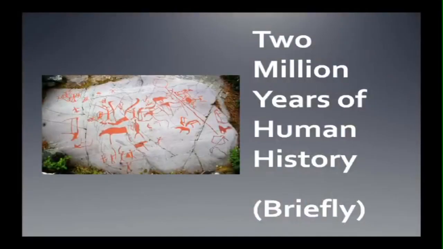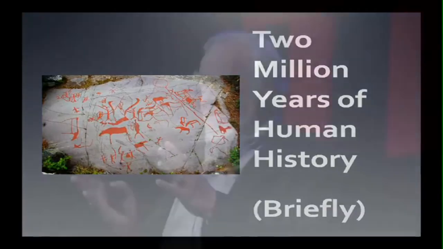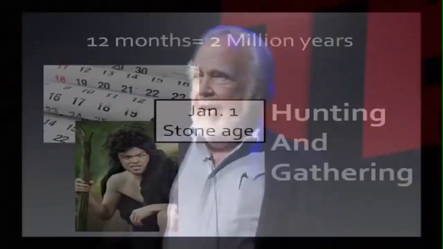But let's start out with the last 2 million years. And what I've done to make that a little easier to grasp in the time we have is to condense that 2 million years into 1 calendar year, just to give us some perspective about where we're going. So we're going to take that 2 million years and look at it as 1 calendar year. And I'll start at the beginning.